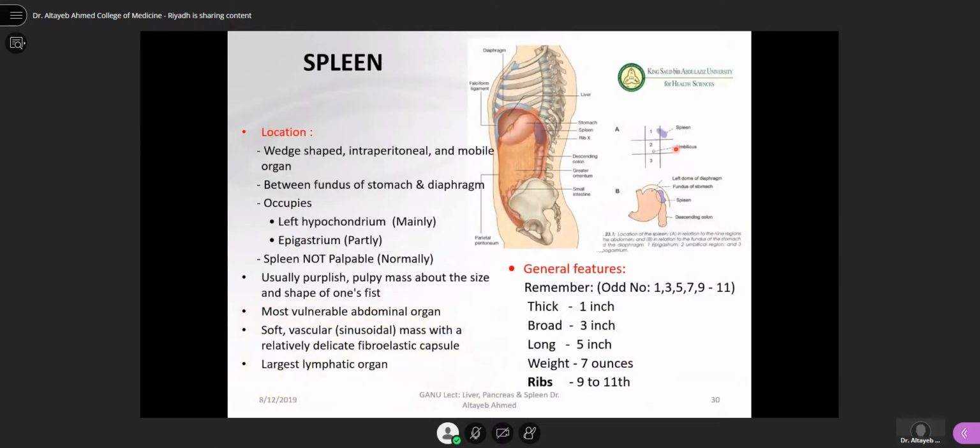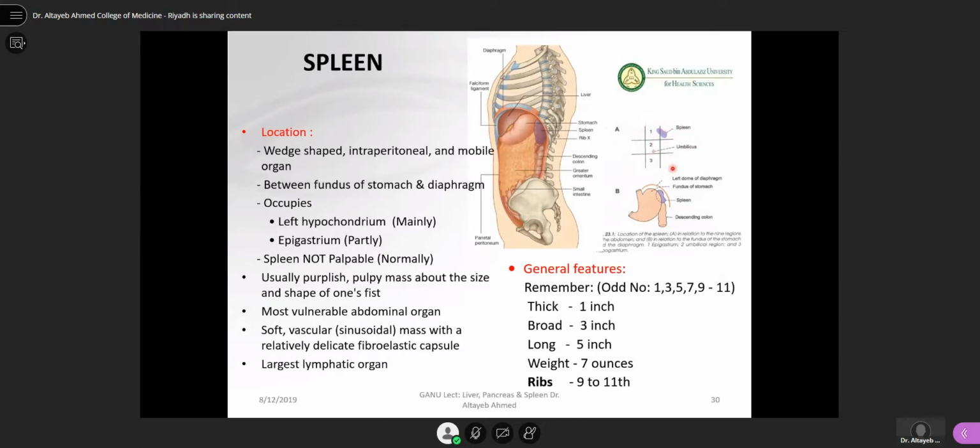It's a wedge-shaped intraperitoneal mobile structure. It is located between the diaphragm and stomach. It is mainly in the left hypochondrium. However, it may extend partially into the epigastric region. It is purple in color. It has a very high liability to injury. That's why it's a top emergency in surgery and ER. You need to be aware of it.